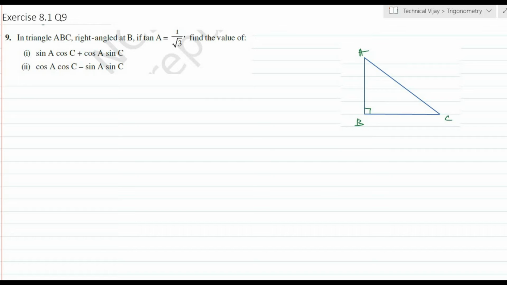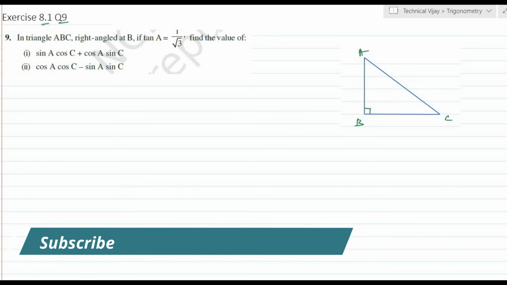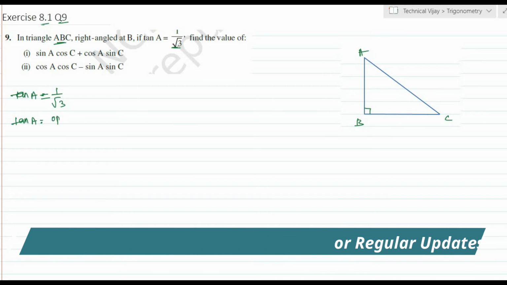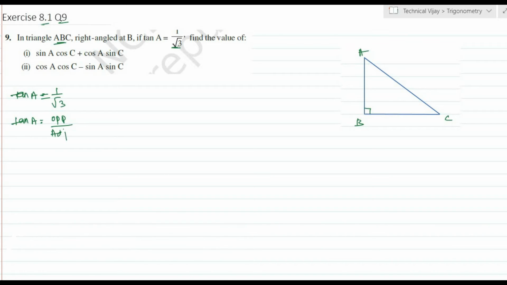So exercise 8.1, in that question number 9. In triangle ABC, right angle at B here, if tan A is equal to 1 by root 3, that is, tan of A is given, that is 1 by root 3. Okay. Find the value of sin A cos C plus cos A sin C. Okay. So first, as per the definition of tan, tan of A is equal to opposite divided by adjacent. Okay. So this tan A, this angle, this is opposite BC, okay, divided by adjacent means AB, okay.